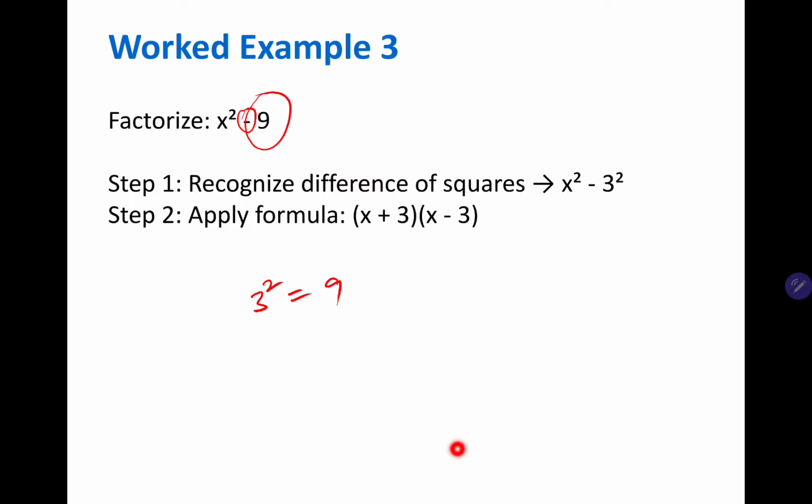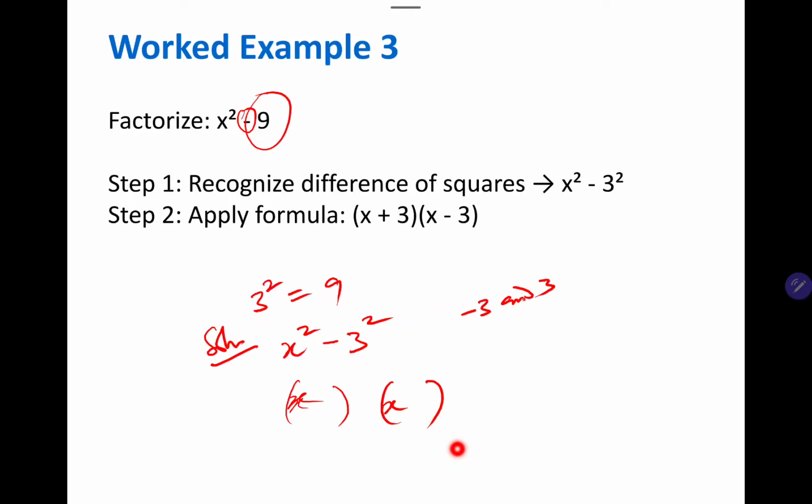So what we're going to do is to write this expression as x squared minus 3 squared. Then we open our parentheses, and we look for the common factors. Here we have x, we put x here, we put x here. And then here we have 3. It's not just minus 3, it's not just plus 3. The factors here will be minus 3 and plus 3, because 3 times 3 will give you 9. Minus 3 times minus 3 will also give you plus 9.